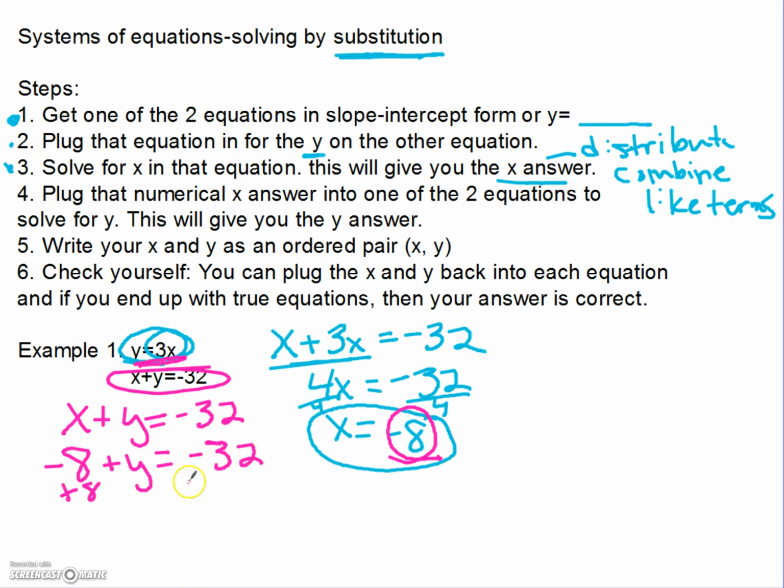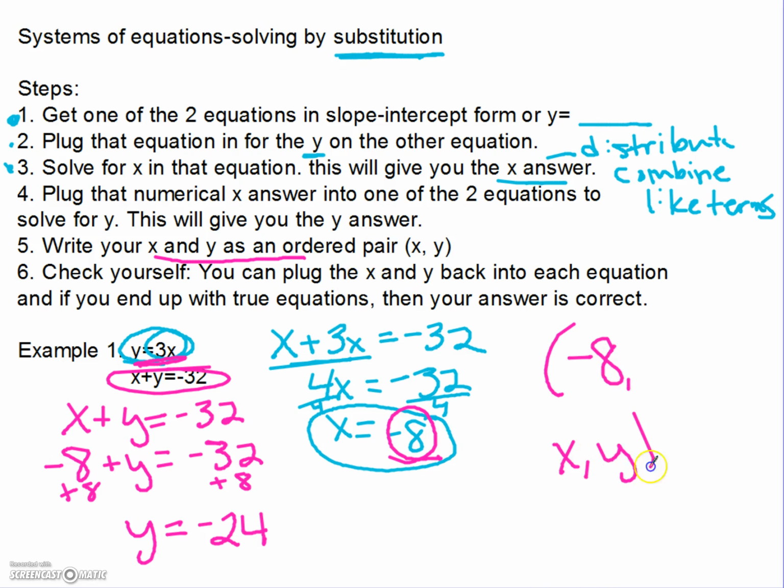So I add 8, and y equals negative 24. Then I have my y answer, and I have my x and y. All I have to do is put them as an ordered pair, which, remember, is your x, then your y. So you have negative 8 and then negative 24. You can stop there.